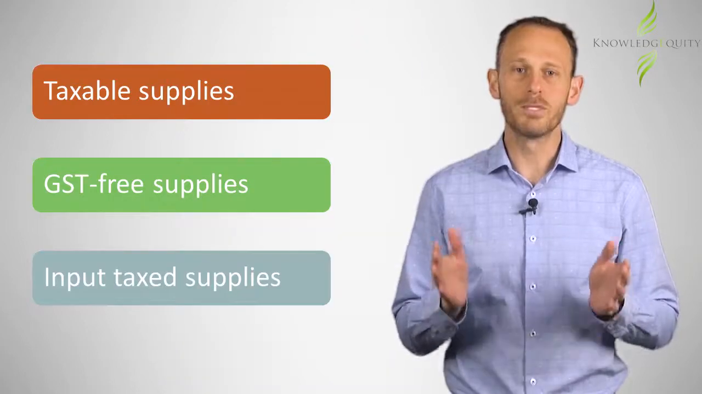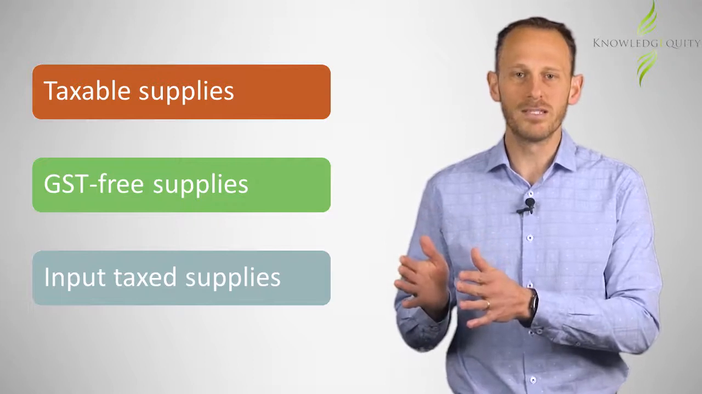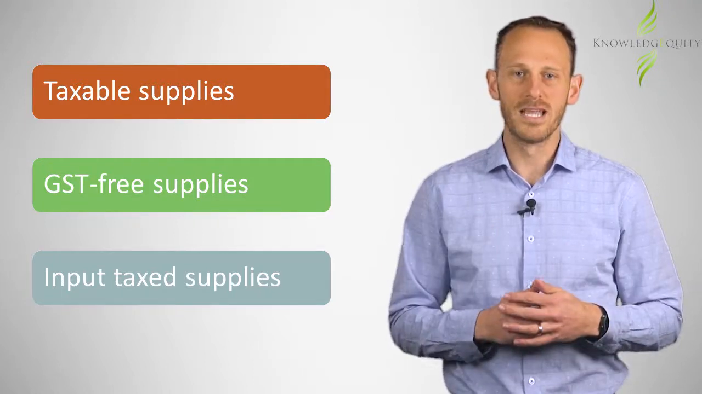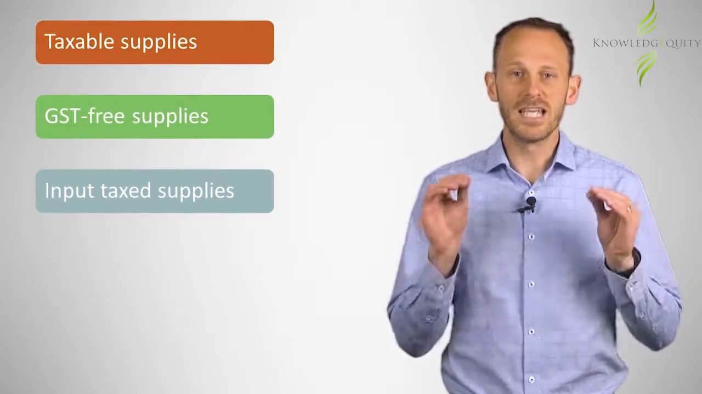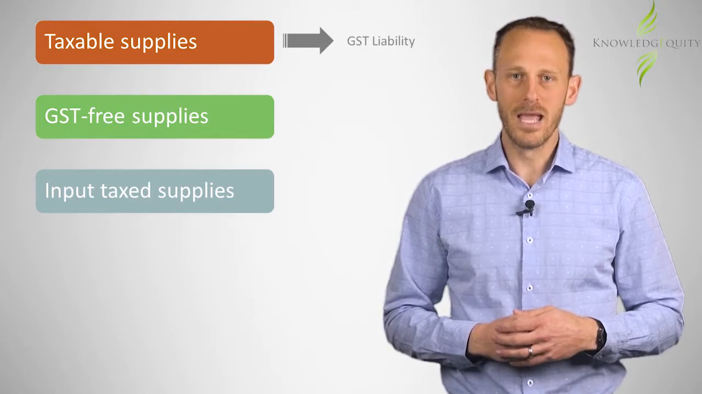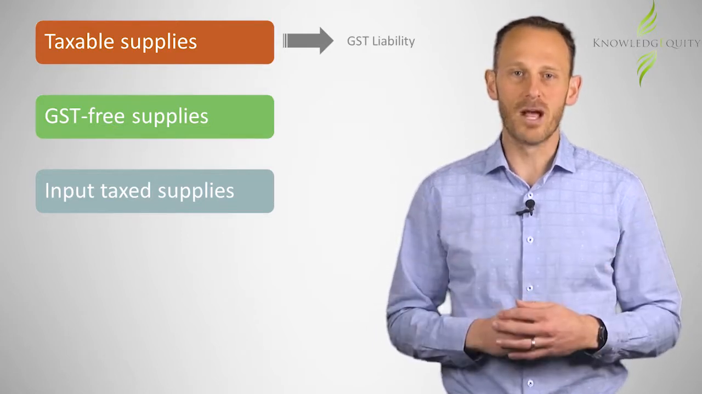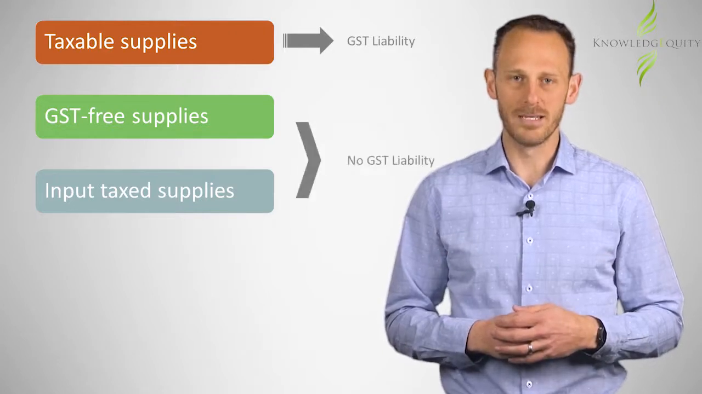There are three types of supply in the Australian GST system: taxable supplies, GST-free supplies, and input tax supplies. However, a GST liability only arises when a taxable supply is made, meaning that GST-free supplies and input tax supplies are not liable for GST.